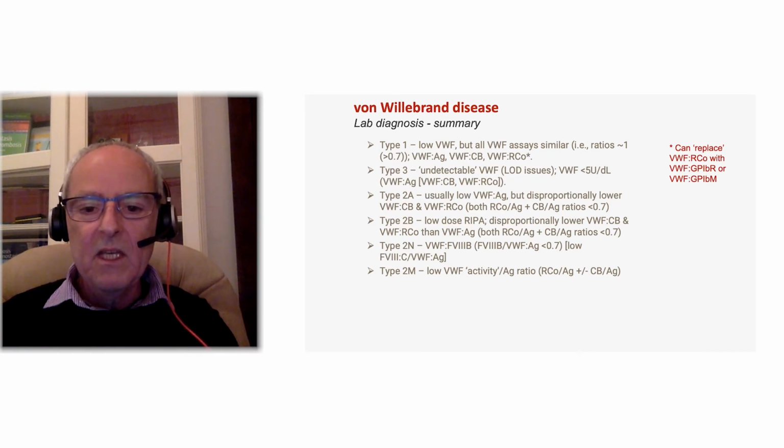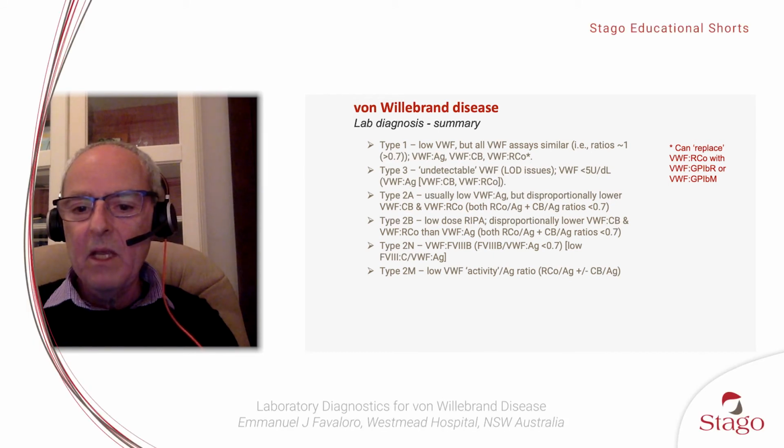And then in type 2M von Willebrand disease, what we expect to see is a low level of VWF activity, lower than the antigen. So again, the ratios will tend to be low. But here we may see both the glycoprotein 1B binding to antigen ratios being low, plus the collagen binding to antigen being low, or maybe we might see only one of those ratios being low.